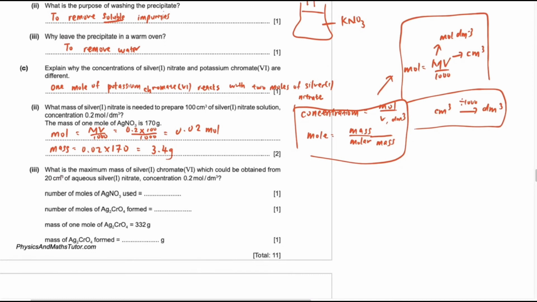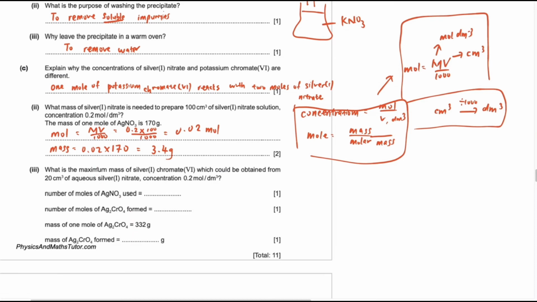So part 3. Up to this chapter, you feel like the question is quite difficult to do. So the molar mass is 170 gram for silver nitrate. It's also known as the mass of 1 mole. So this is molar mass. Part 3: what is the maximum mass of silver 1 chromate 6 which could be obtained from 20 cm cube of aqueous silver 1 nitrate concentration 0.2 mole per dm cube? They ask something complicated, but they guide you.